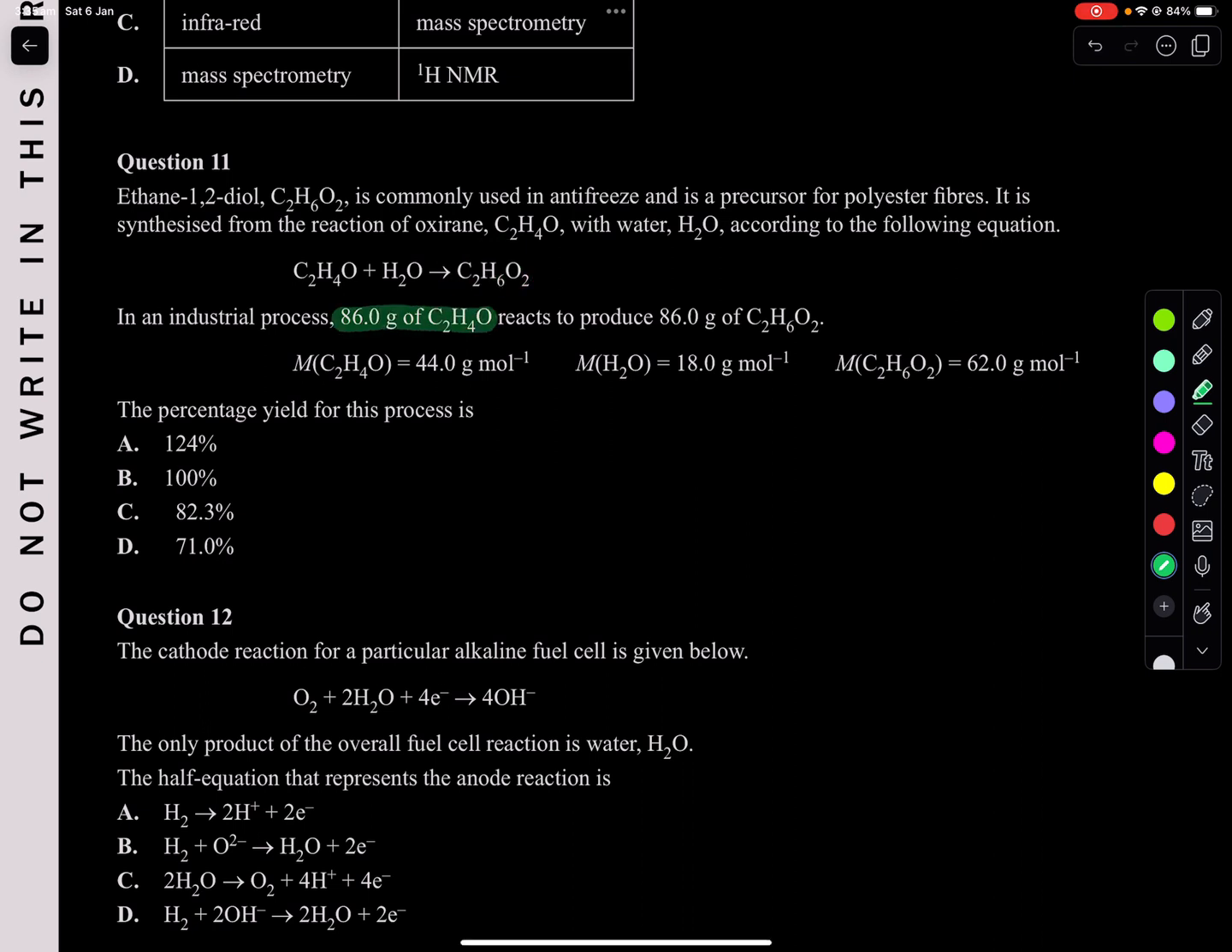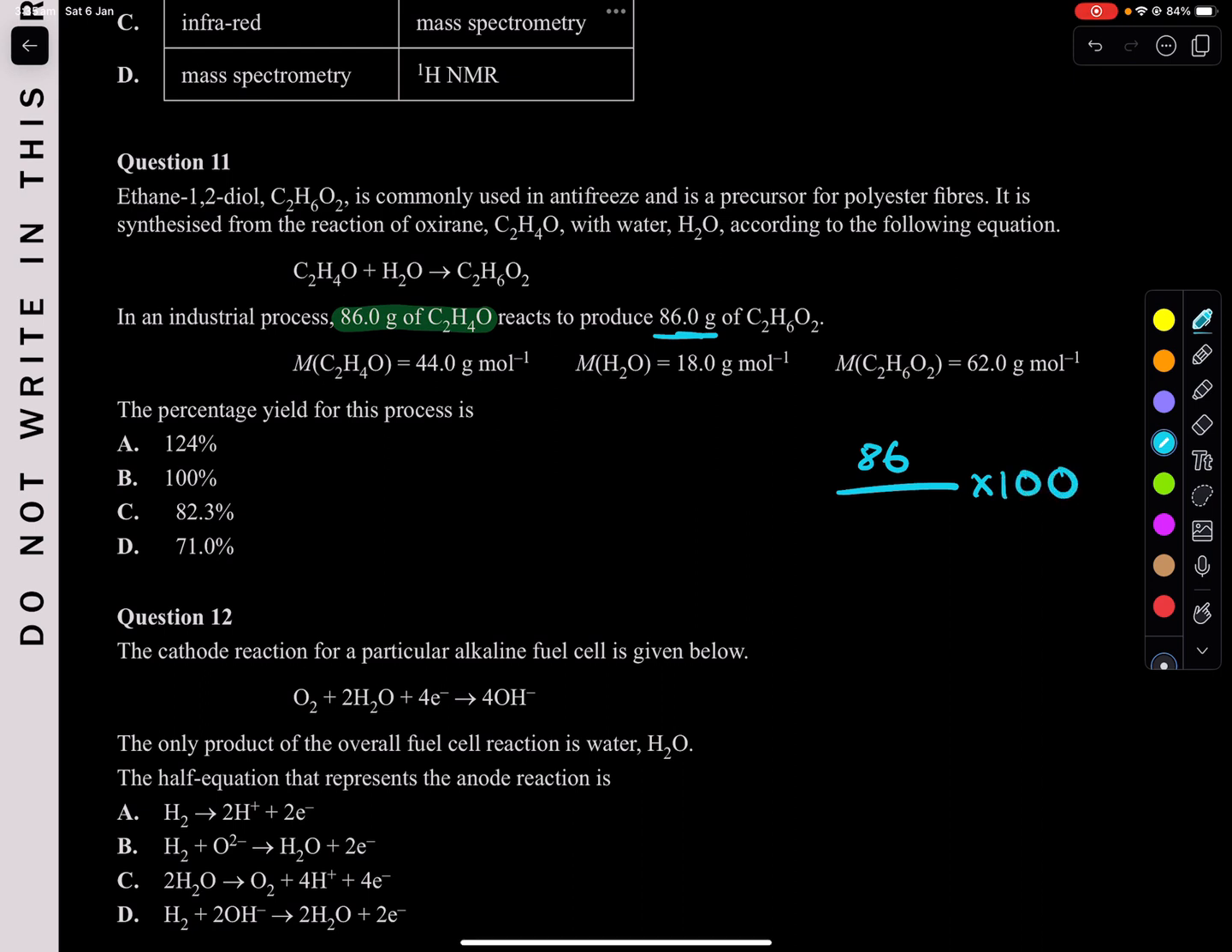We can use mole ratios and we'll calculate the theoretical yield. So the theoretical yield will be here. I'm going to write theoretical yield. The top is the actual yield. Well, in this case, it actually produced 86 grams. So we can put 86 on the top. So that's 86 divided by the theoretical yield, which will be at the bottom, and we times it by 100 to make it a percentage.